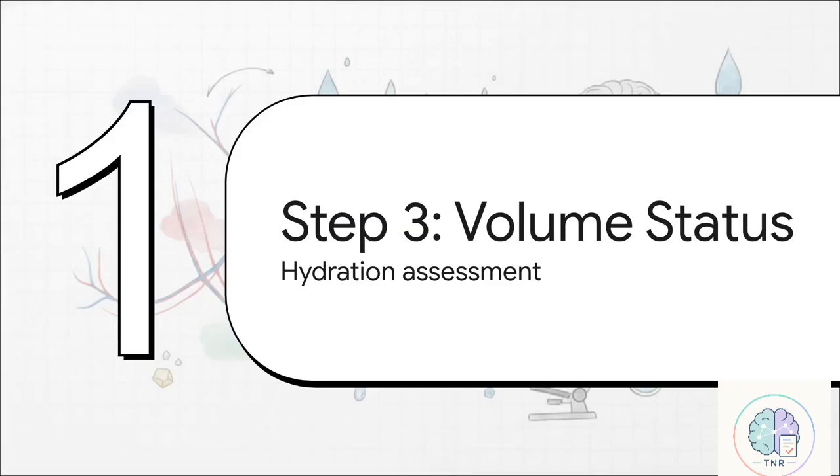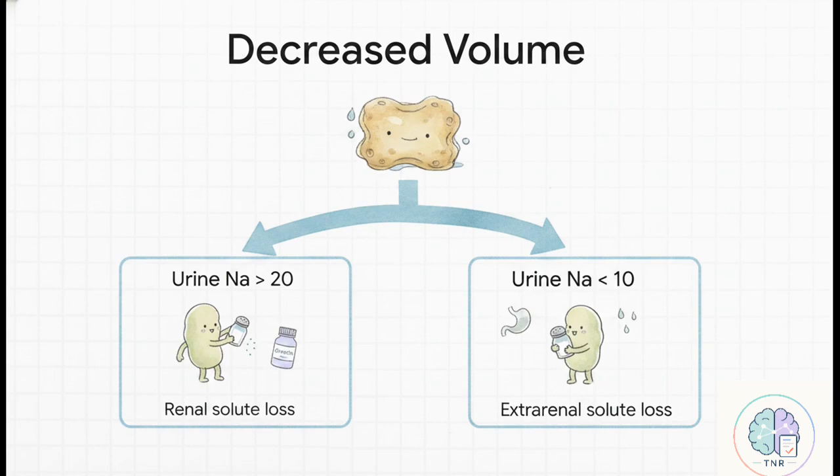Next up, Section 5, which is Step 3 of our framework, volume status. We've got to assess the patient's overall hydration. Let's say the patient is hypovolemic, meaning they're dry. We have to ask why. Well, if their urinary sodium is high, over 20 milliequivalents per liter, the kidneys are actively wasting salt.